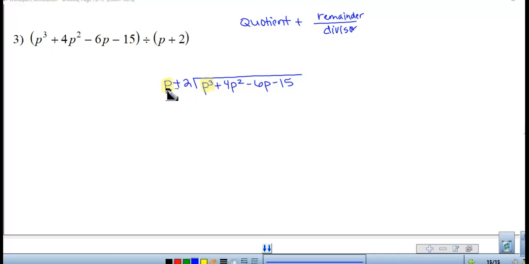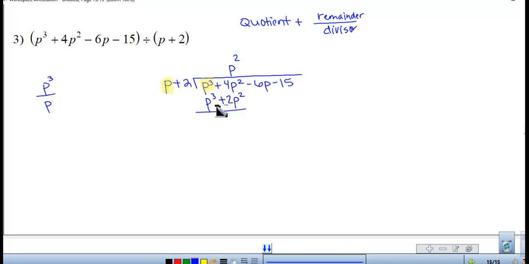I'm going to divide p into p cubed. Remember, it's actually a subtraction problem when you're dividing variables. 3 minus 1 is 2, so the answer is p squared. Take your p squared, multiply it times both terms of your divisor. You get p cubed plus 2p squared.